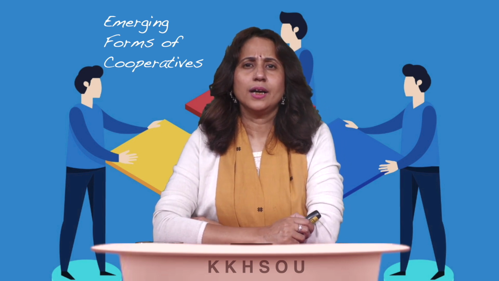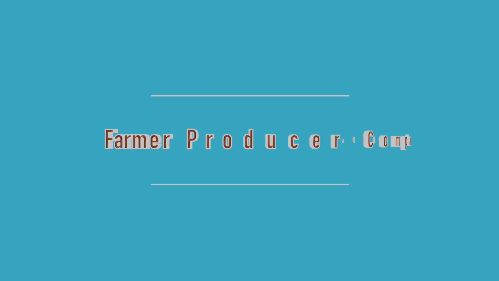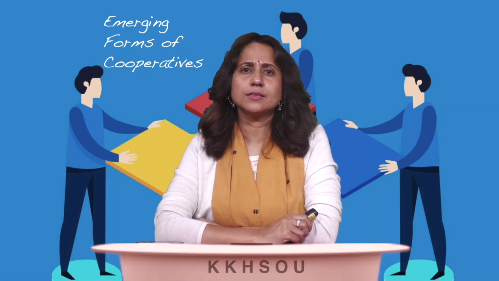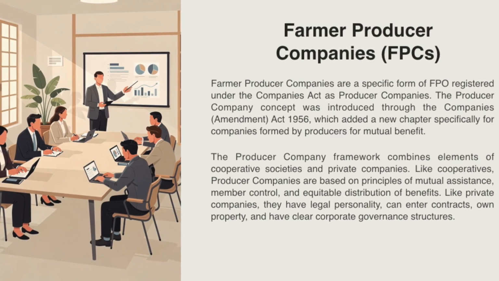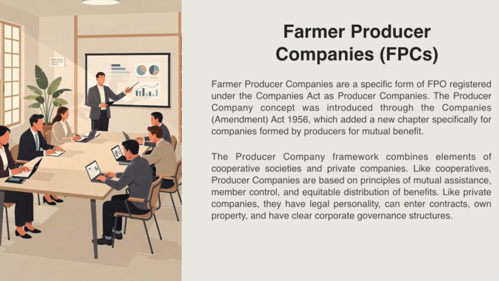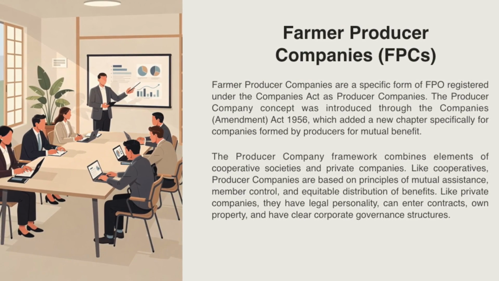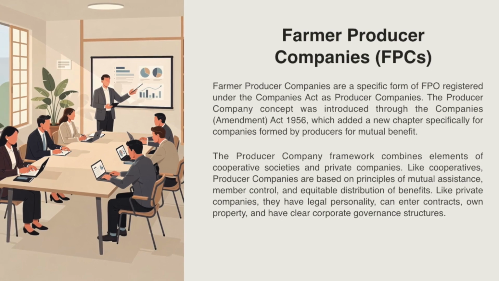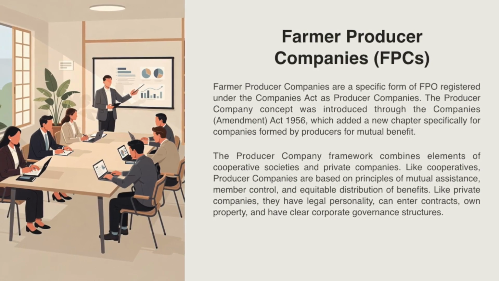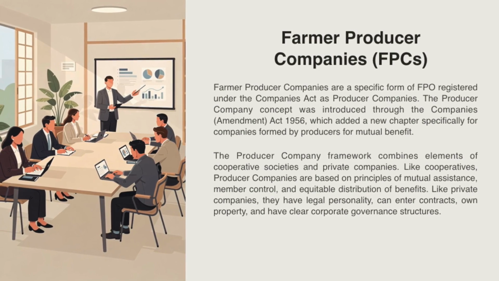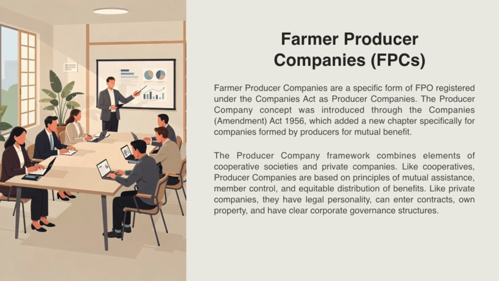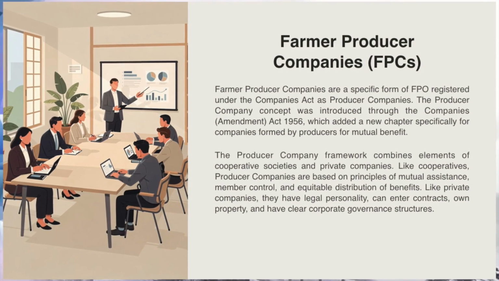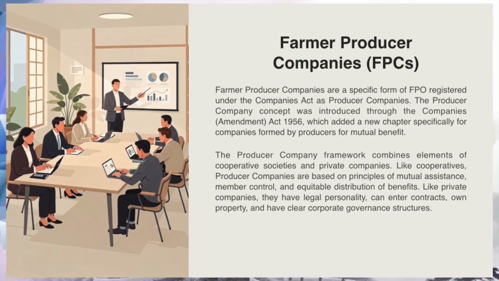So, let us now discuss the farmer producer companies, FPCs. So FPCs are a specific form of FPO registered under the Companies Act as producer companies. The producer company concept was introduced through the Companies Amendment Act 1956, which added a new chapter, Part 9A, specifically for companies formed by producers for mutual benefit. This legal framework has been carried forward in the Companies Act 2013 under Sections 378 to 386.